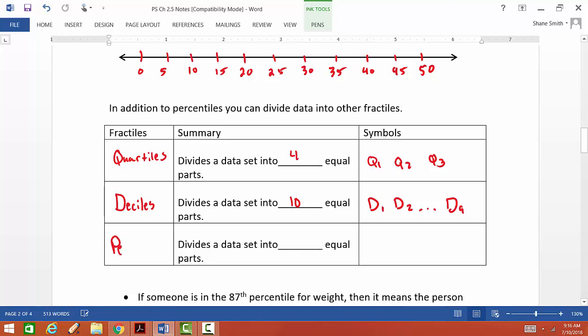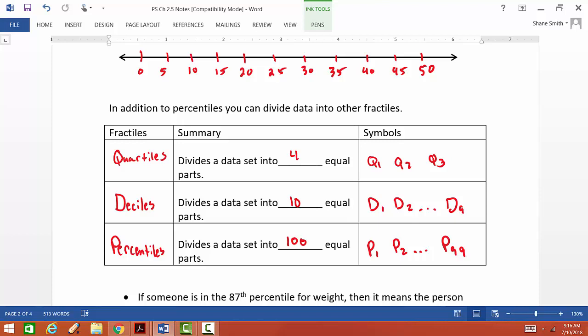And the last one is probably the one that you've heard before. If you haven't heard of quartiles, you've probably heard of percentiles. Percentiles divide a data set into 100 equal parts, and that's P1, P2, all the way to P99. And this is an important thing I want to mention here, which is that there is no 100th percentile, right? Because the percentile is really just the cut that's made in the data set to divide it into 100 equal parts. But there really is no 100th percentile.